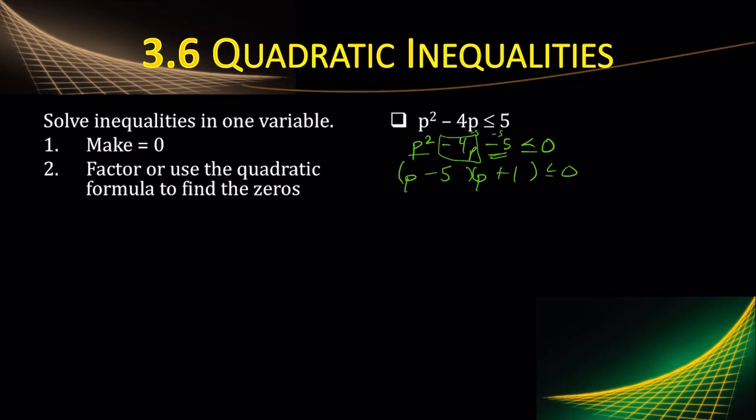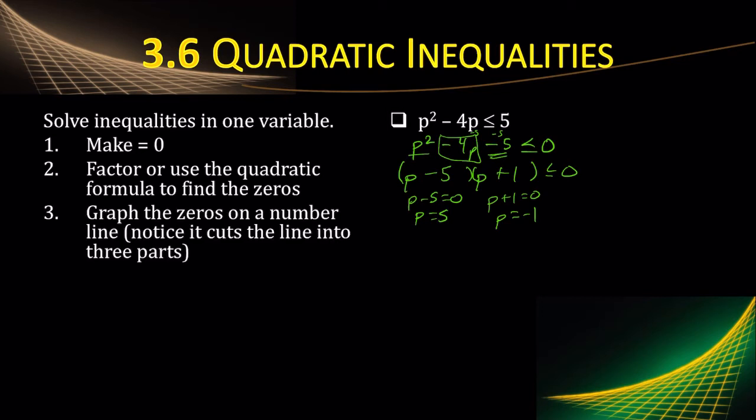And then you take each of those factors equal to 0, and you find that p is 5 and p is negative 1. Next, we're going to graph these zeros on a number line. Unfortunately, that lined up on top of my number line, but anyway, we're going to graph these on a number line. We had 5 right there.